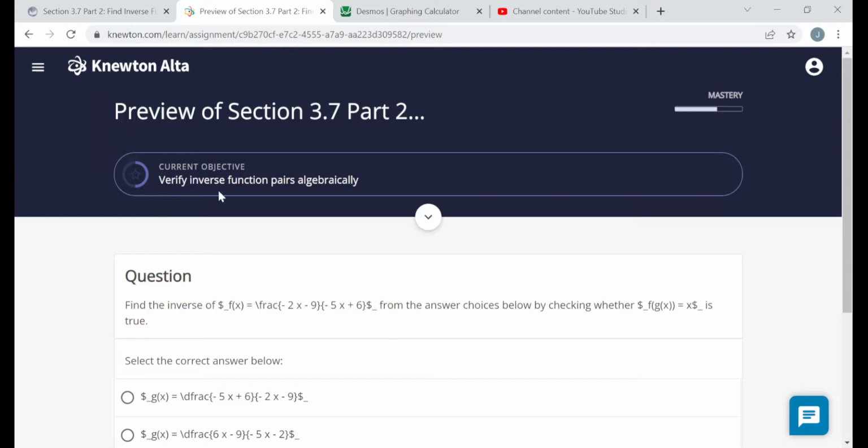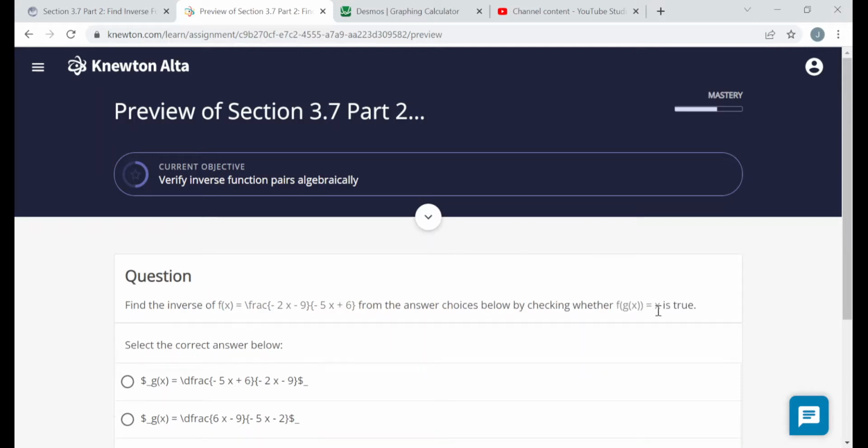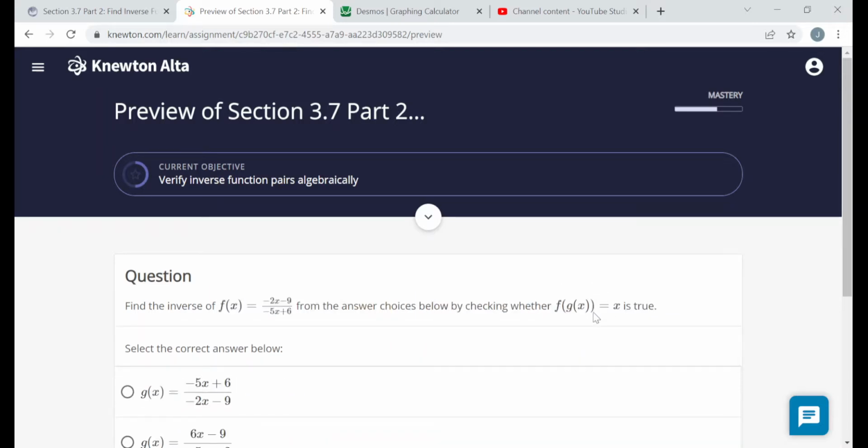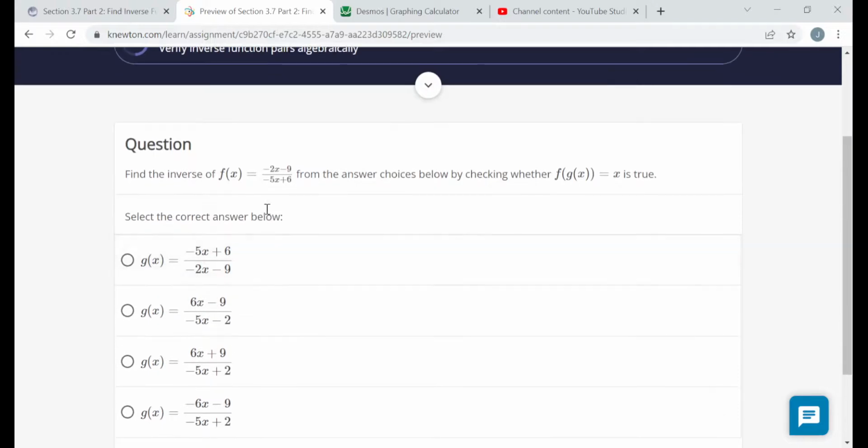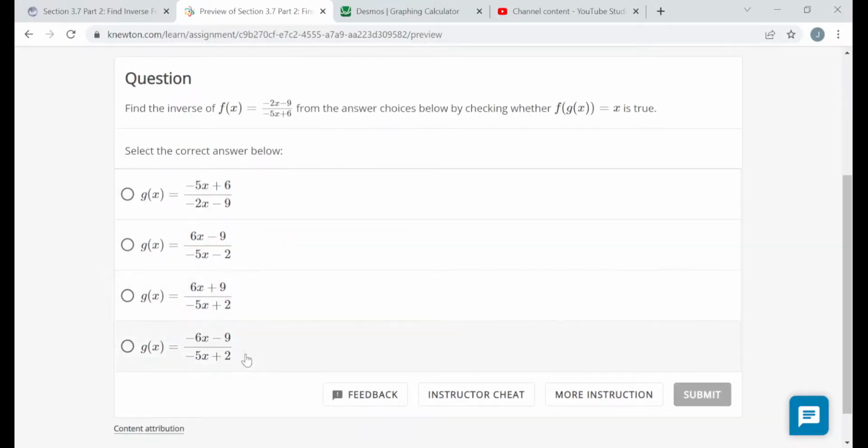Alright, so this one, verify. Now again, you can do the composition at the end, or you can do what they suggest, go through all these answer choices and compose them with f and see if we get x back. Because if you compose two functions and you end up with just x, there's a good chance that they're inverses. Now, if you do it in both orders, f composed with g and g composed with f, and you get x, then they're definitely inverses. But I'm just going to do what I've done.